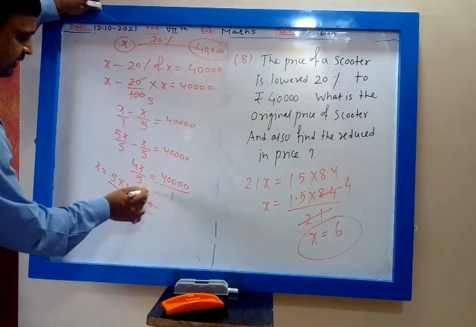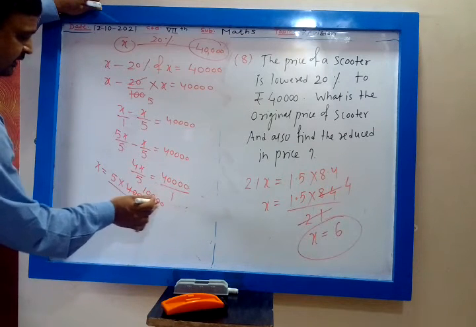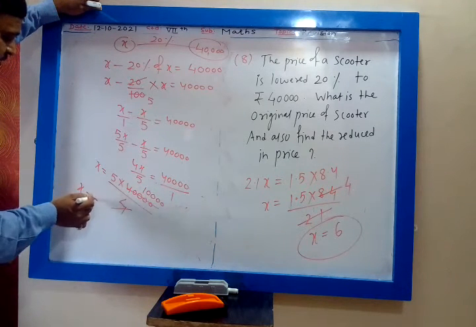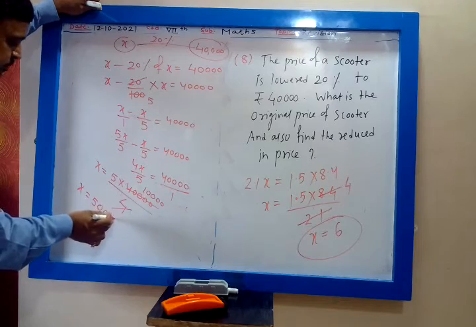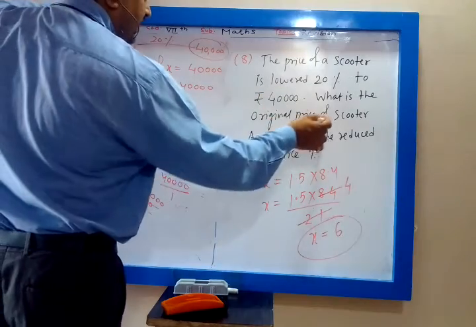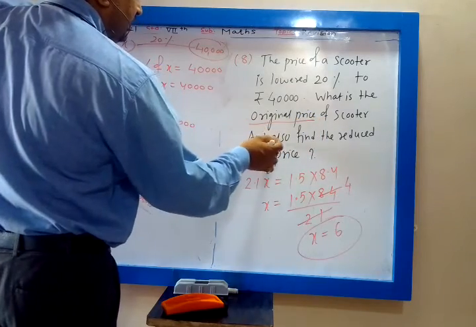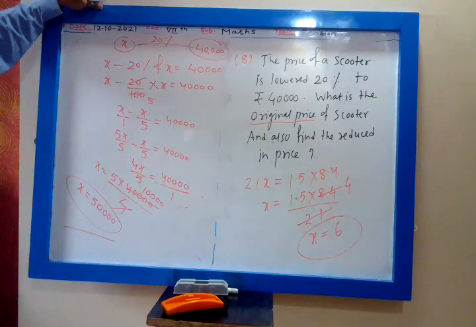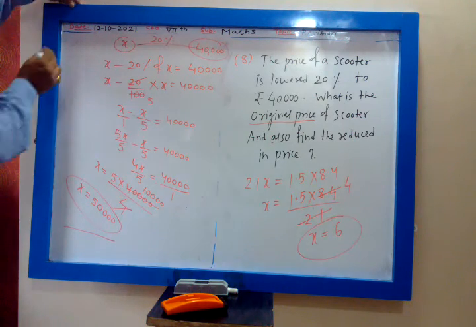So x will be 5 into 40,000 divided by 4. 4 you can divide by 10,000. 10,000 into 5, 50,000. So original price of the scooter is 50,000. What is the reduction in price? How much price is reduced?